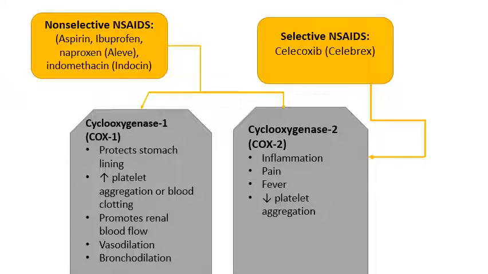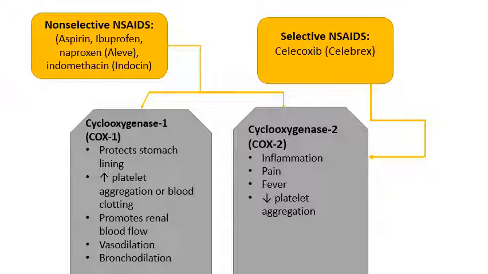COX, cyclooxygenase, or COX-1 and COX-2, those are the enzymes responsible for creating prostaglandins. So COX-1 is present in all tissue. It serves a protective function. It reduces gastric acid secretion, promotes renal blood flow, and regulates smooth muscle tone in the blood vessels and also in the bronchial tree. COX-2, on the other hand, forms only after tissue injury and triggers inflammation and pain. So they're almost identical enzymes, yet they are doing two entirely different things.